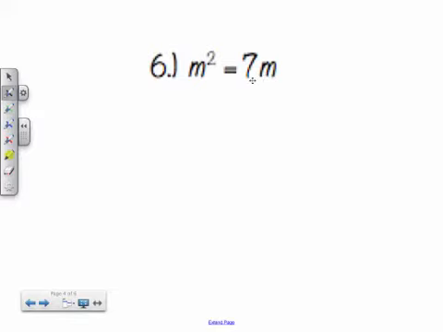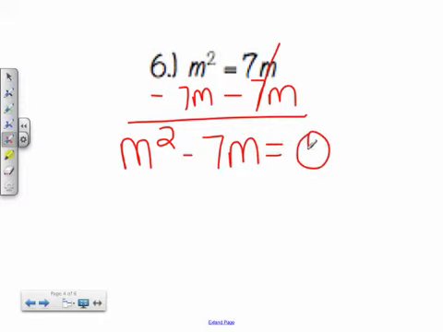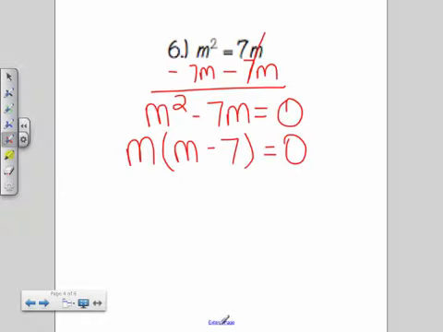To get rid of the 7m, I'm going to subtract it. So minus 7m from both sides, subtract that 7m. I end up getting m squared minus 7m equals 0. Now, I go through my list of questions in order to solve this, and the first question I ask myself is, is there a GCF? And there is. My GCF is m. So I'm going to factor this m out, and then I end up getting m minus 7. Do not forget your equals 0 every line, otherwise it is not an equation.